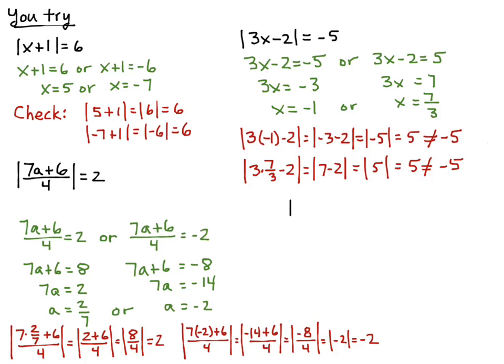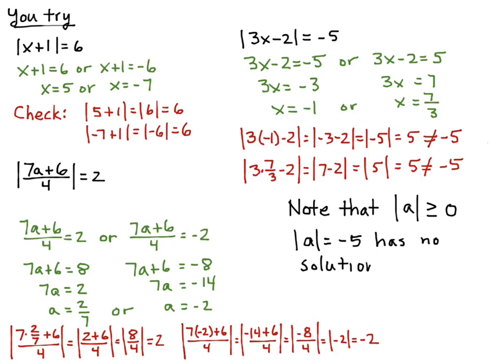So note that whenever you have an absolute value, you end up with a number that's greater than or equal to 0. And what we have there, the absolute value of a expression equals negative 5, has no solution. So if you recognize this from the beginning, if you look at the problem as the absolute value of 3x minus 2 equals negative 5, you can stop right there and say there is no solution, because that absolute value cannot be negative. That's a perfectly complete and sound solution, and it is the correct answer, because there is no solution.